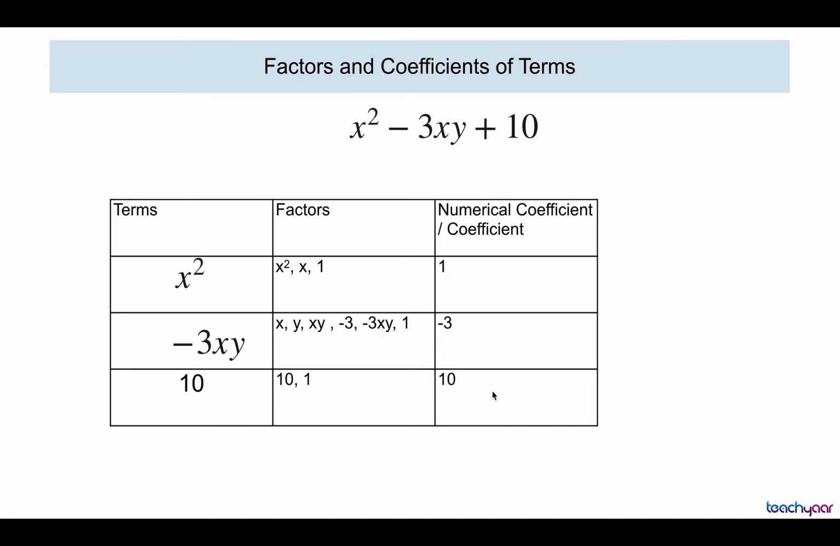Okay, makes sense? So you've understood what a factor and a coefficient is. A factor is which terms multiplied give you this term, but the coefficient is the number in front of the variables.